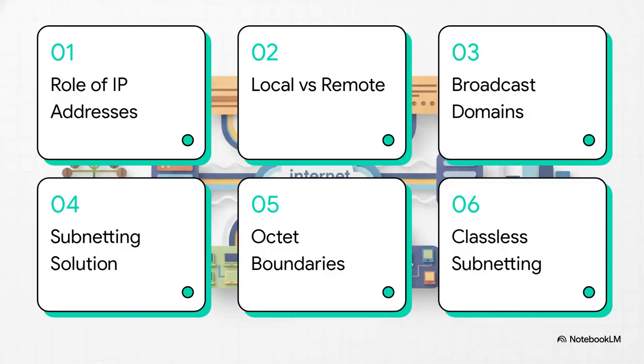Okay, let's take a quick look at today's agenda. We're going to cover: 1. The role of IP addresses. 2. Local versus remote delivery. 3. The broadcast domain problem. 4. The subnetting solution. 5. Subnetting on octet boundaries. And finally, 6. Classless subnetting. All right, let's just jump right in.